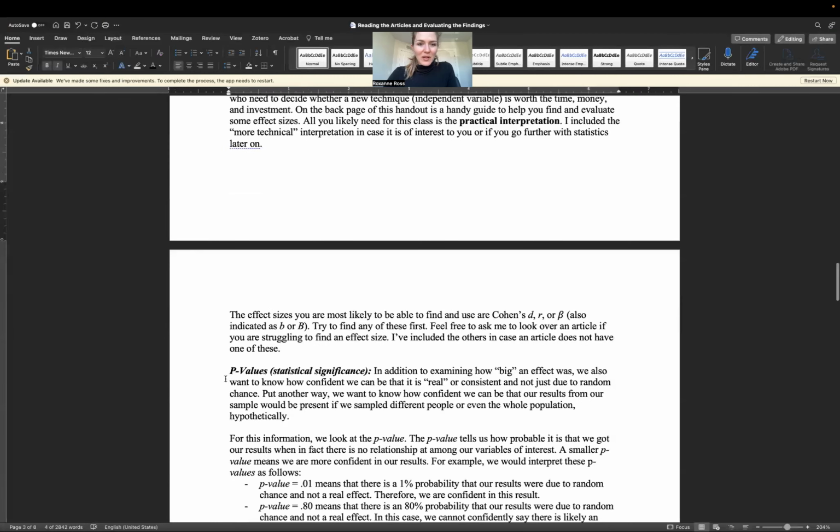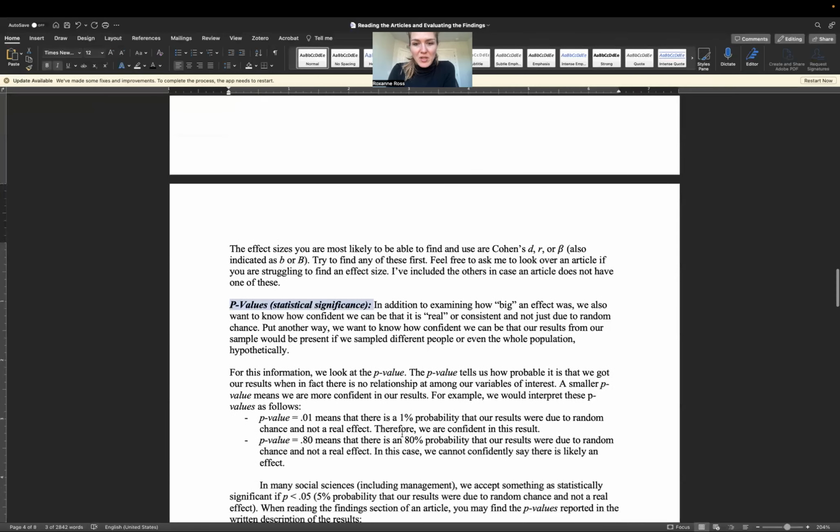The other thing that we'll look at is the p-value, statistical significance. This just tells us whether or not it's likely that our results were just due to chance and not really actually due to a true effect existing out there. So are our results most likely different from zero if we were to look at the population? And there's a more detailed description here as well.